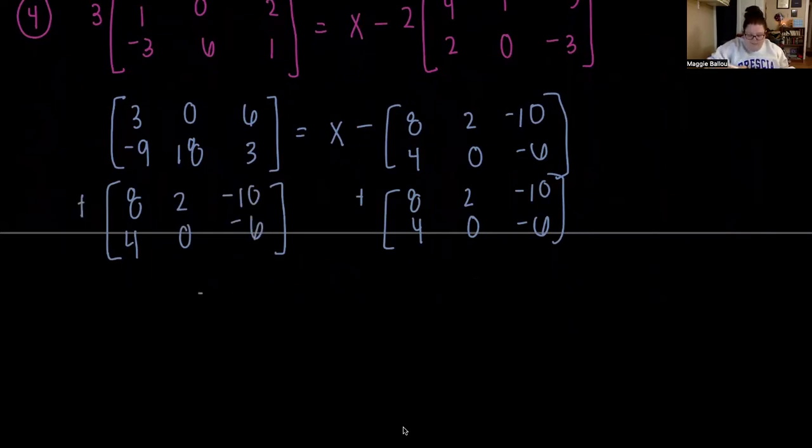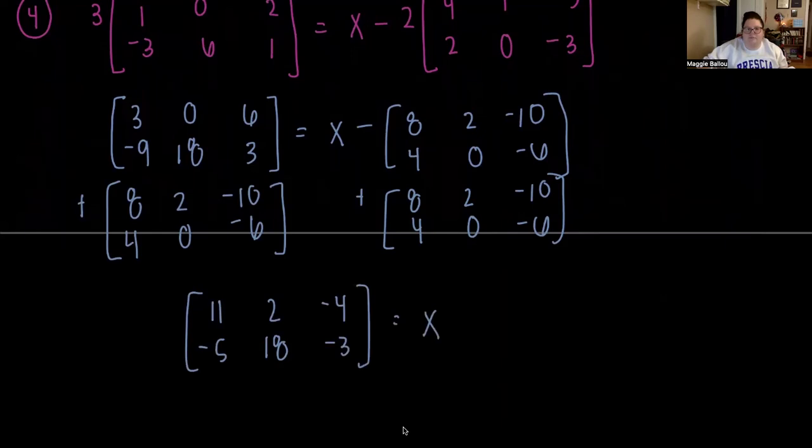So top left plus top left, 3 plus 8 is 11. Top middle, 0 plus 2 is 2. Top right, 6 plus negative 10 is negative 4. Bottom left, negative 4 plus 9 is negative 5. Bottom middle, 18 plus 0 is 18. And bottom right, 3 plus negative 6 is negative 3. And close my matrix, and that is my x.